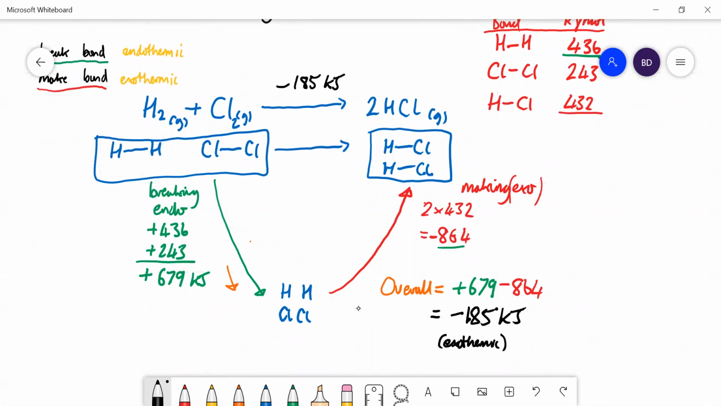Kilojoules per mole of hydrogen reacting with a mole of chlorine. Okay. Now, in an exam, if you get the right answer, generally speaking, you get the marks, 3 marks.